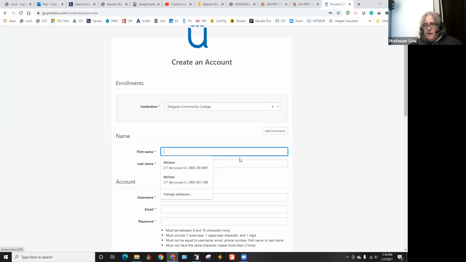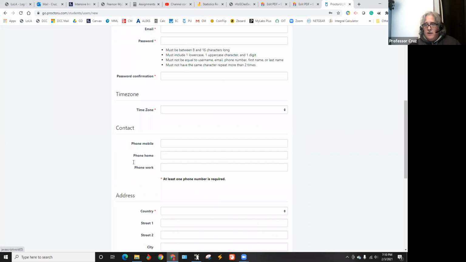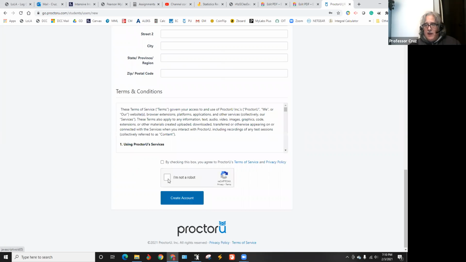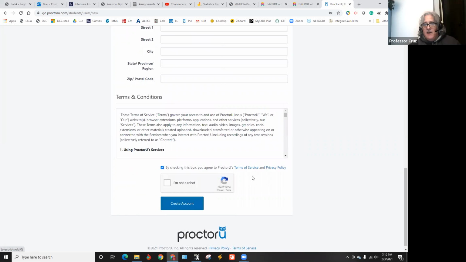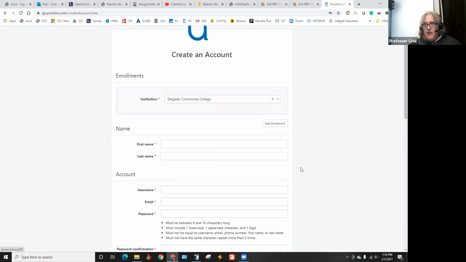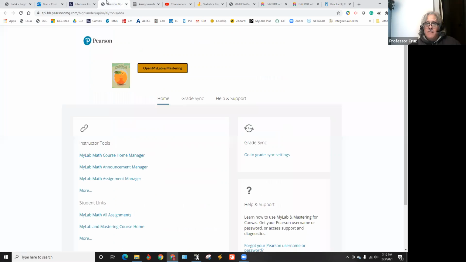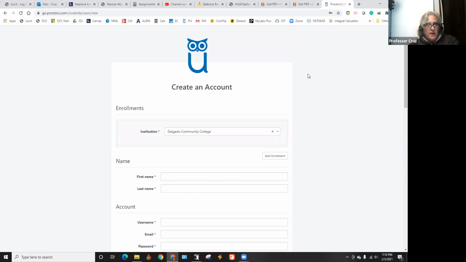So then you fill in all this, and once you do it, you've got to check all these things and fill it in. You got to tell them you're not a robot. And then when you do create account, I think that's enough. But then you got to have your information when you go back, because you're not going to do anything here again once you've created an account.